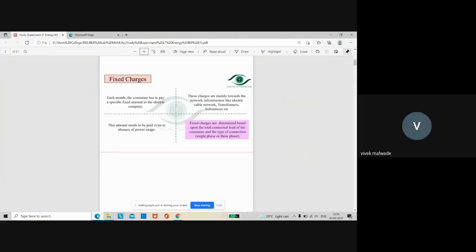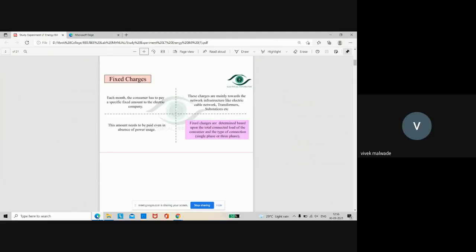In any particular society, you pay the maintaining charges of that particular society per month. After you have purchased that particular flat, then also you have to pay the maintenance charges. It is just like that, only fixed charges that you have to pay for the electricity mode.